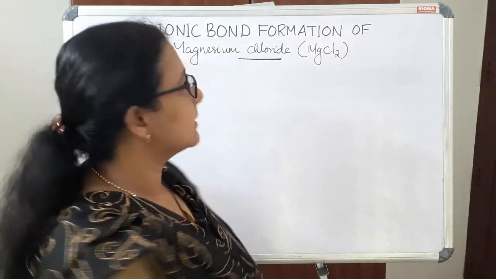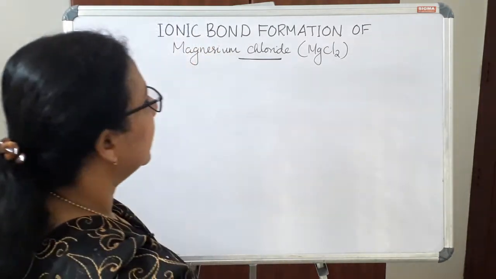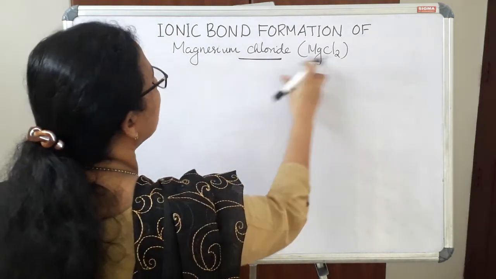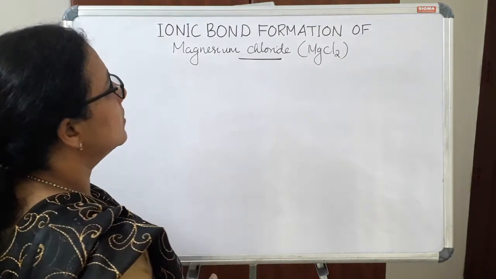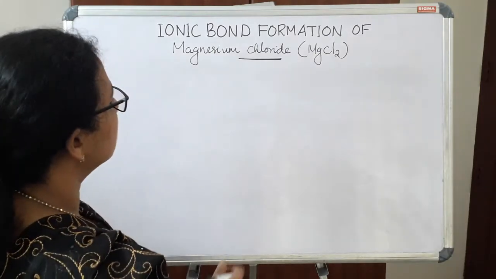Hello students, let us see the ionic bond formation of magnesium chloride. MgCl2 is the formula of magnesium chloride. So we will see how an ionic bond is formed in the case of magnesium chloride.